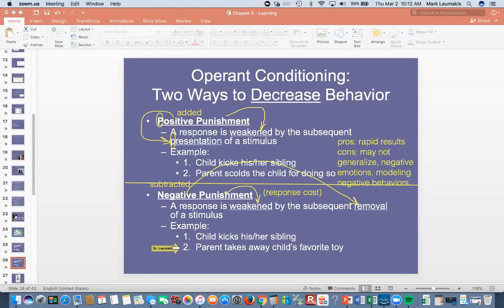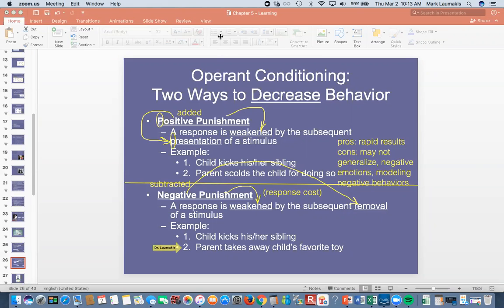Okay, look at the cons of positive punishment up above. Are we going to be making them have negative emotions towards us? Maybe, but not so much the fear and ducking when I go near dad because he might slap me upside the head. And we're certainly not modeling negative behaviors when we take things away from them.